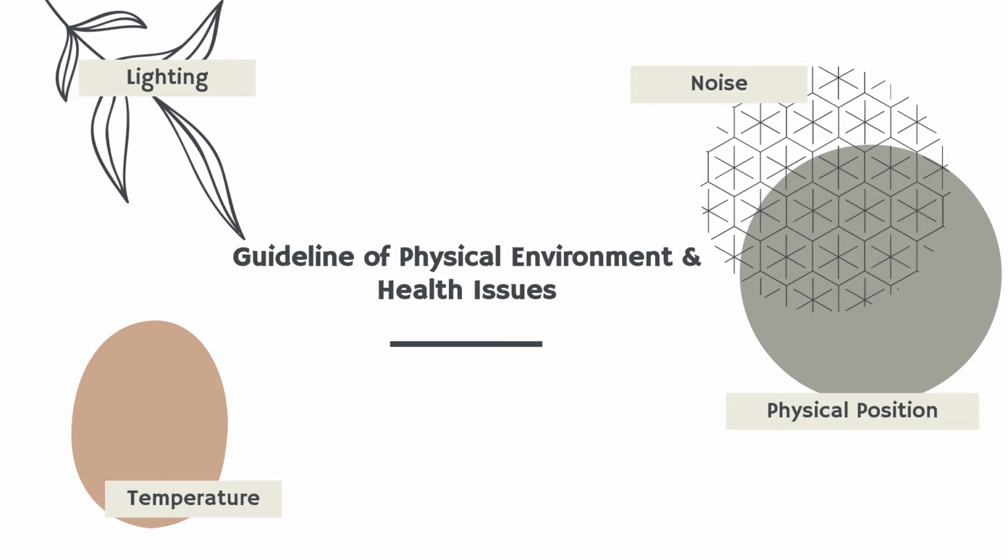Guideline of physical environment health issues. There are 4 issues, which are noise, physical pollution, temperature, and last but not least, light.